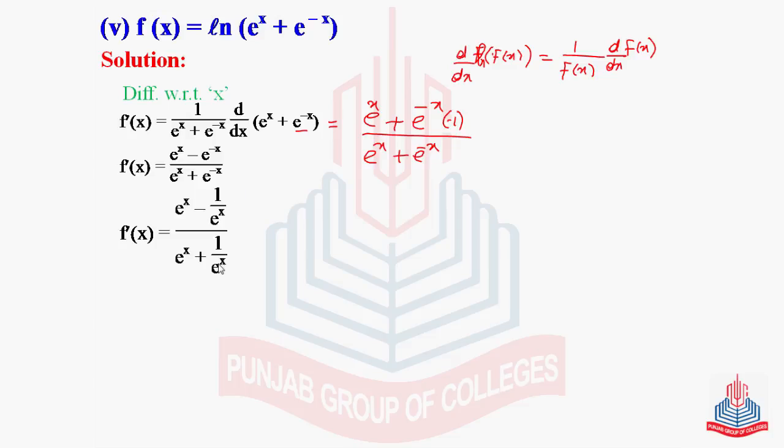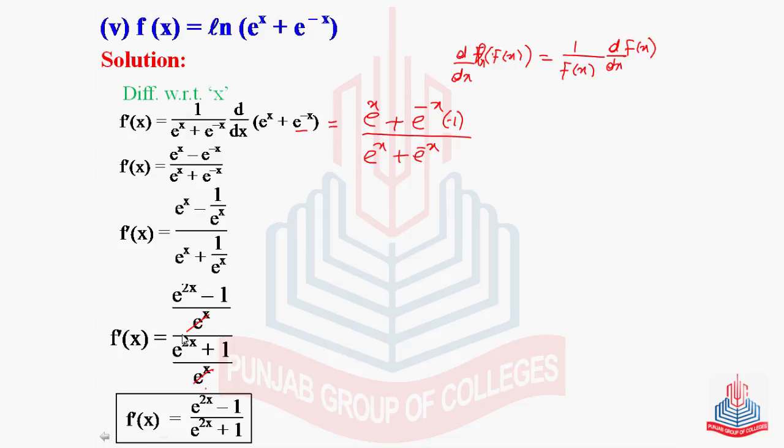By taking the LCM in numerator and denominator, e raised to the power x is the LCM, giving e raised to the power 2x minus 1 in the numerator, divided by, taking the LCM in the denominator, e raised to the power x times e raised to the power 2x plus 1. This e raised to the power x will cancel out. So finally we have e raised to the power 2x minus 1 divided by e raised to the power 2x plus 1, which is our required derivative of the given function.